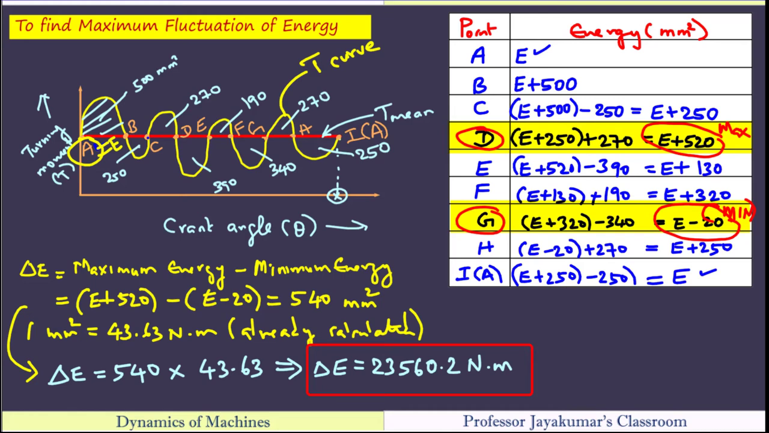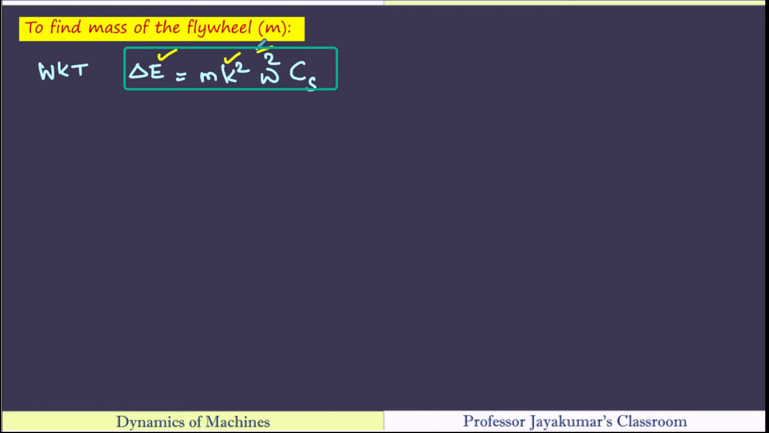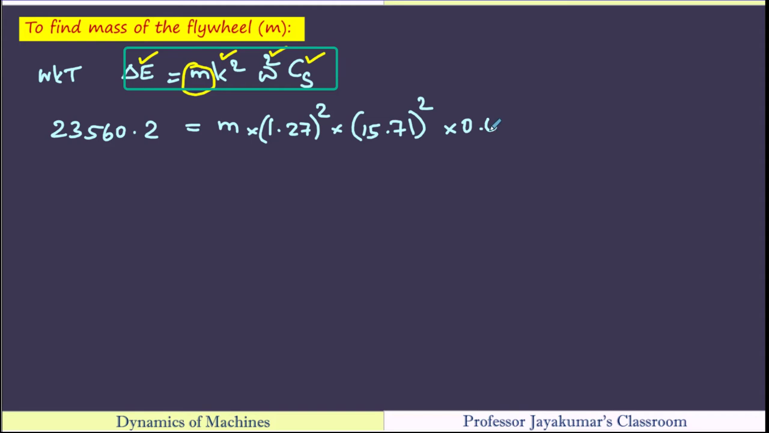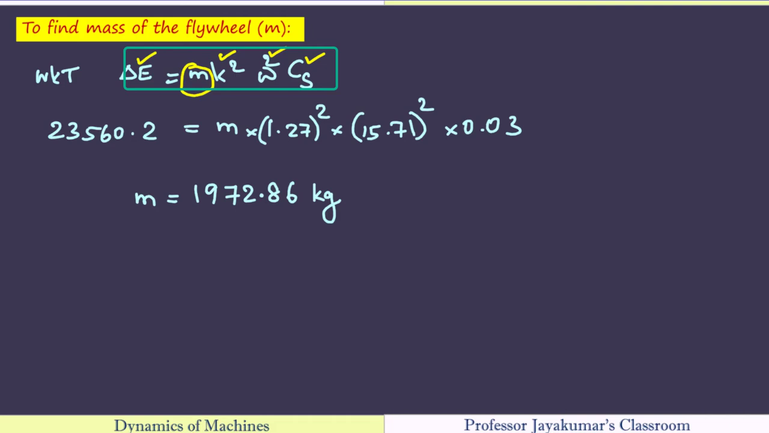Is it clear? Excellent. Once we obtain the delta E value, we can very well find the mass of the flywheel. We know that delta E is equal to m k square omega square Cs. Am I right? Yes. We know delta E. K is given. Omega we have found already. Cs is given. So I could easily find the unknown by substituting all the known values. Okay? Yes. This is the mass of the flywheel for the given problem. That's it. That is the end of problem number one.